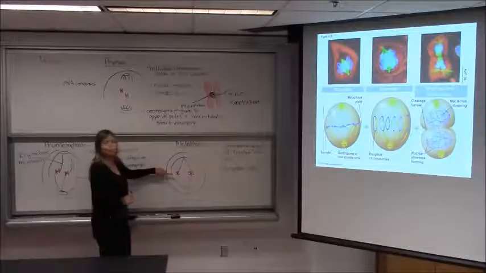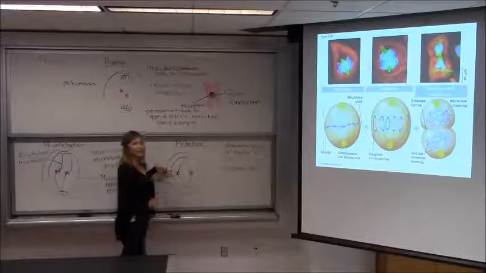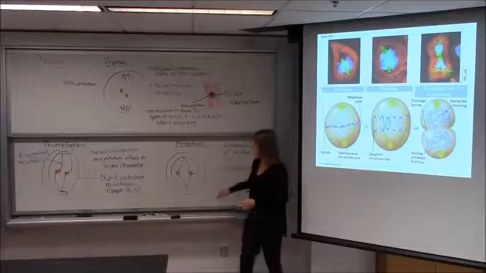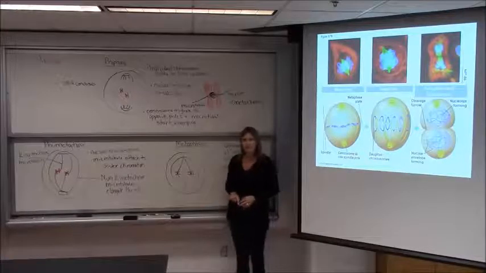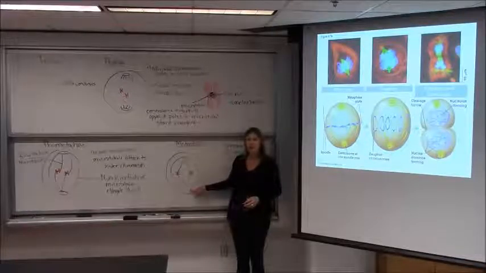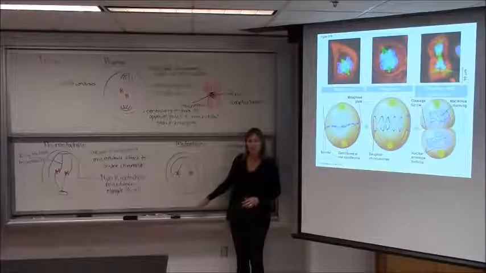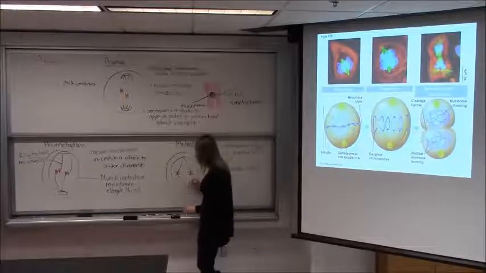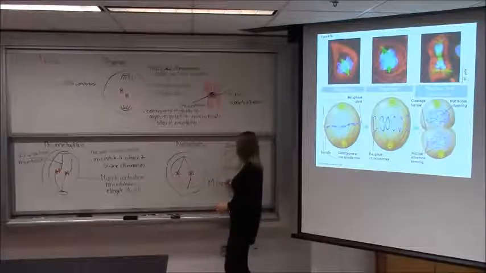Now what happens is an important checkpoint. We want to make sure every kinetochore is correctly connected to a microtubule before we pull those apart. What if this was not? If this was not correctly connected, one cell is going to get too much DNA and one cell is not going to have enough. We don't want that to happen. So we're going to go through a very important checkpoint called the M checkpoint. It's also called the spindle checkpoint.